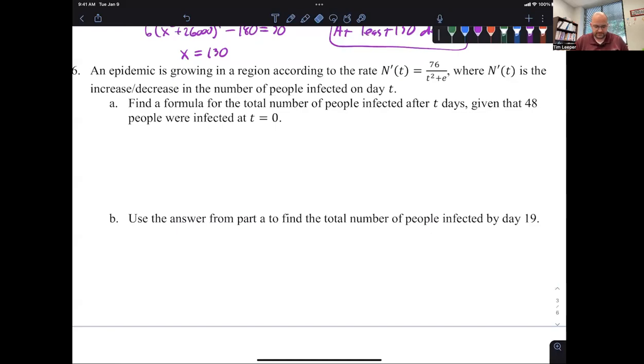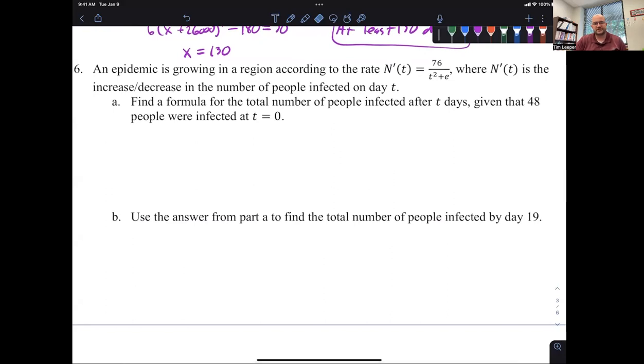Hello. In this video, we want to look at question 6 for review for exam 4. An epidemic is growing in a region according to the rate n prime of t equals 76 divided by t squared plus e, where n prime of t is the increase or decrease in the number of people infected on day t.